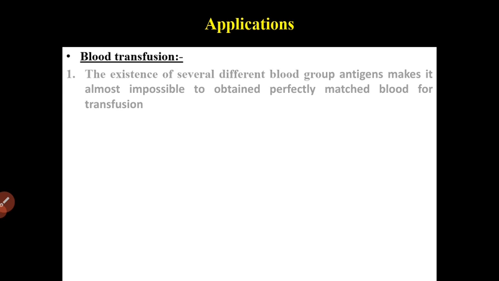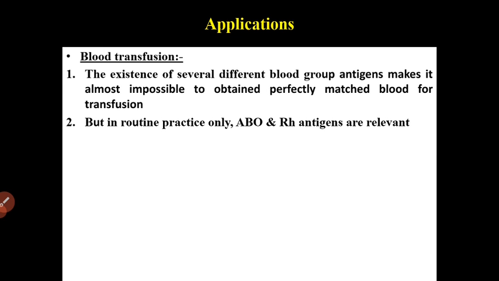Blood transfusion. It's a routine medical procedure in which donated blood is provided to you through a narrow tube placed within a vein in your arm. This potentially life-saving procedure can help replace blood loss due to surgery or injury. The existence of several different blood group antigens makes it almost impossible to obtain perfectly matched blood for transfusion. So, in routine practice, ABO and Rh antigens are relevant.